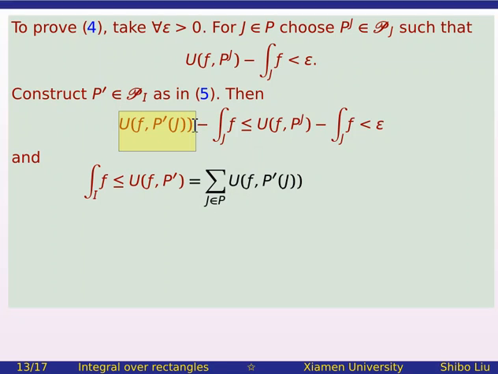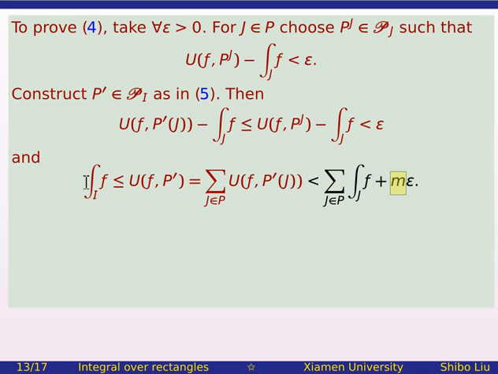U(f, P prime J) minus the integral is less than epsilon. Therefore, U(f, P prime J) will not be greater than the integral of f over J plus epsilon. So this will not be greater than the sum of the integral of f over J multiplied by epsilon. But we have m rectangles in the partition P. Therefore, we have m epsilon here.